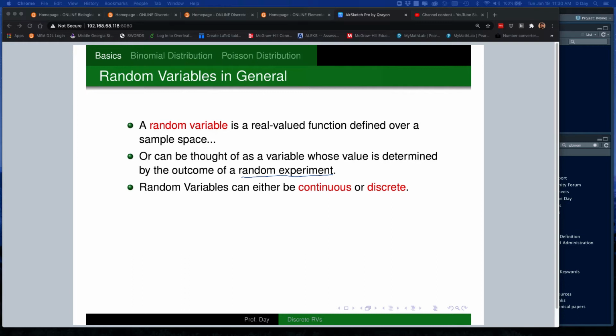Random variables can either be continuous or they can be discrete. We will talk mainly about discrete today, but we'll mention a little bit about continuous today and talk more about it in lecture 4.